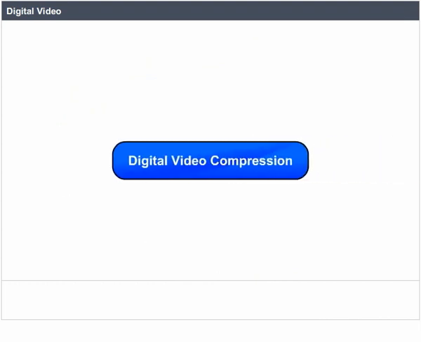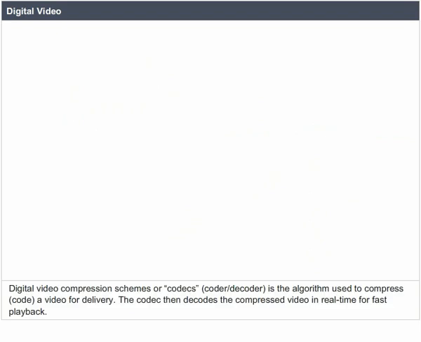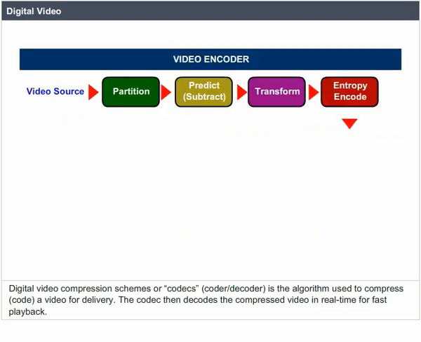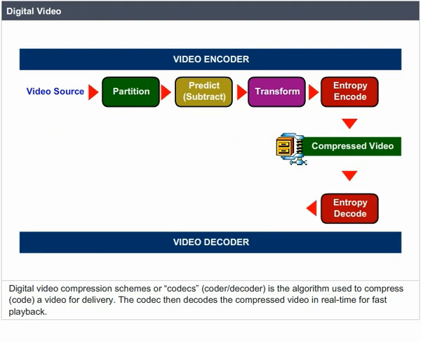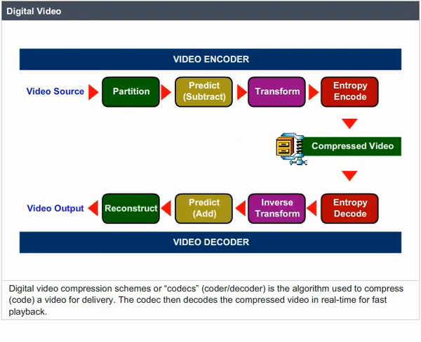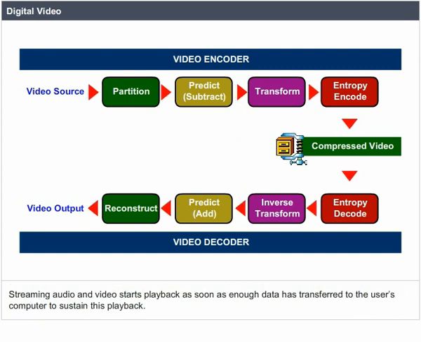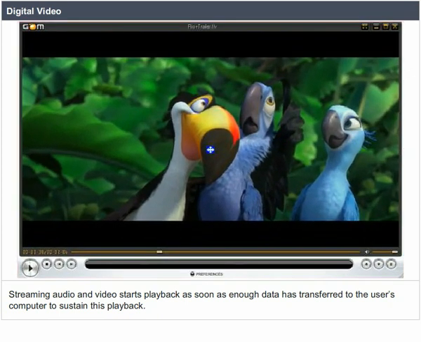Digital video compression. Digital video compression schemes, or codecs (coder, decoder), are the algorithms used to compress, or code, a video for delivery. The codec then decodes a compressed video in real time for fast playback. Streaming audio and video starts playback as soon as enough data has transferred to the user's computer to sustain this playback. Characteristics of digital video.